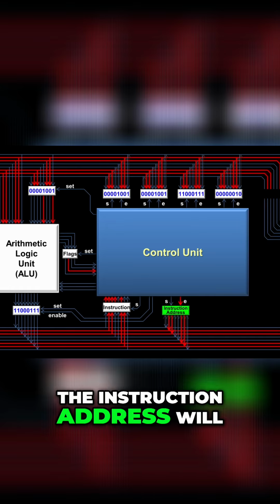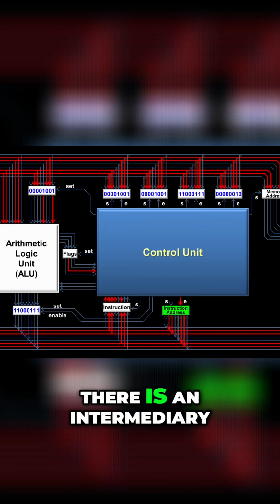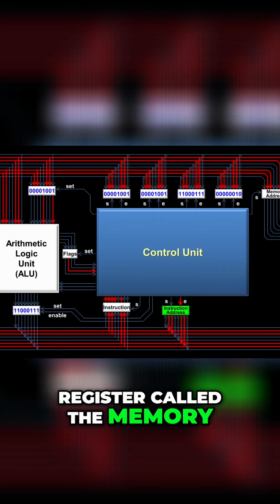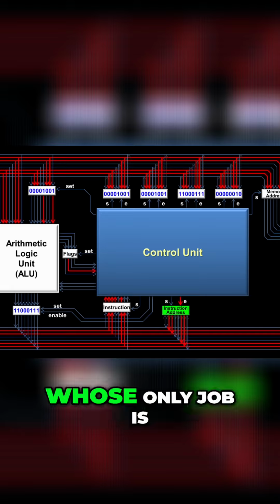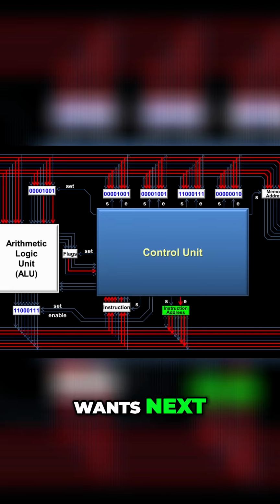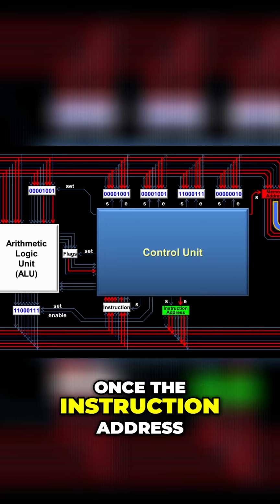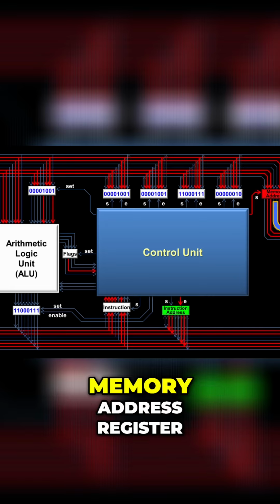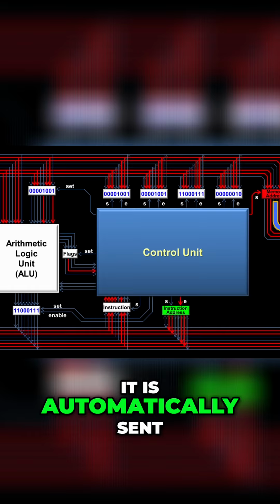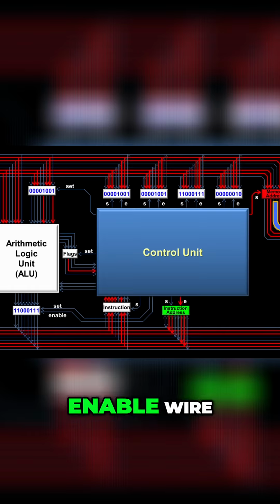Eventually, the instruction address will flow to RAM, but it doesn't get there directly. There is an intermediary register called the memory address register, whose only job is to tell RAM what memory address the CPU wants next, since it won't always be an instruction. Once the instruction address is set into the memory address register, it is automatically sent to RAM since the memory address register doesn't have an enable wire.